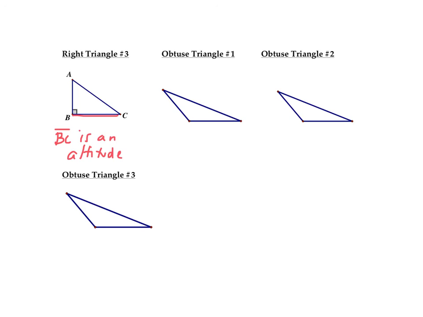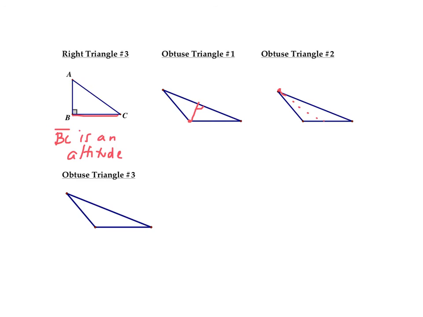Okay, so remember every triangle has 3 altitudes. Next, in an obtuse triangle, this is where it gets a little trickier. Drawing an altitude from this vertex, perpendicular to the opposite side, is not too hard. You can do that easily with your ruler. But if we go to obtuse triangle number 2, and try to draw an altitude from this point, it has to be perpendicular to the opposite side.